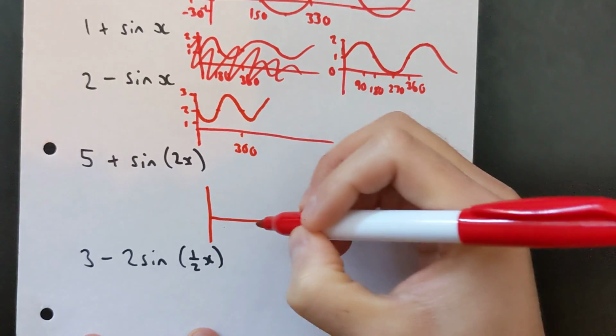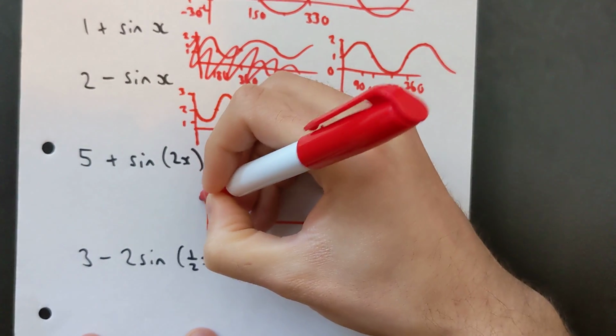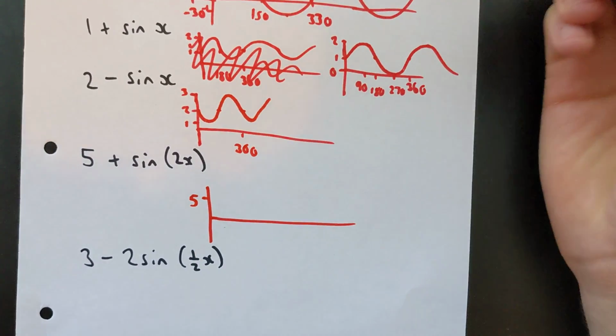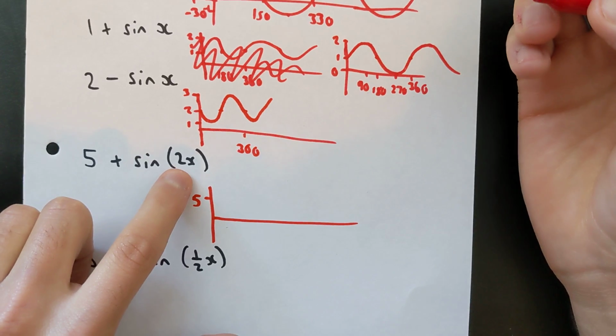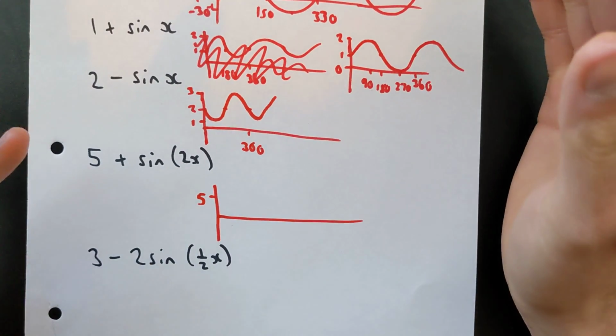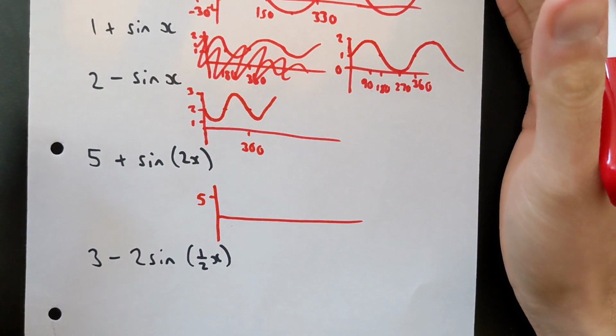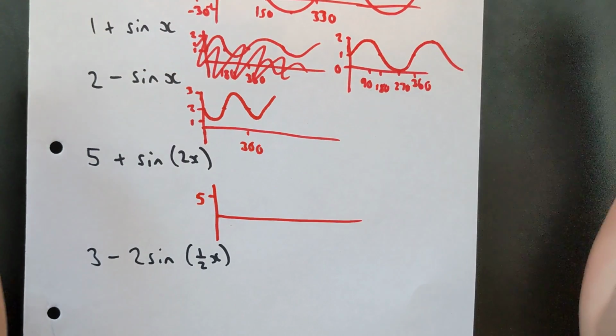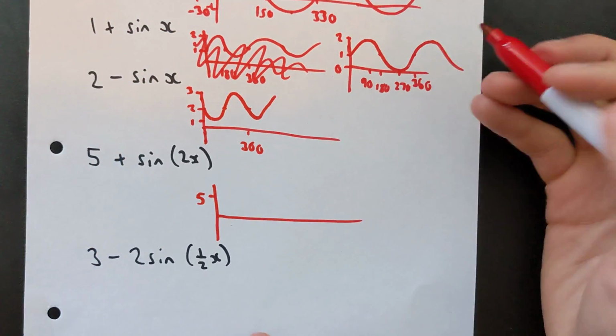So this means it's going to go up 5. So it's going to start at 5. And now this time I'm multiplying it by 2, but this is inside the bracket, so it's going to affect the x coordinates. It's going to do the opposite of what it says, so it's going to actually divide it by 2. It's going to shrink in.